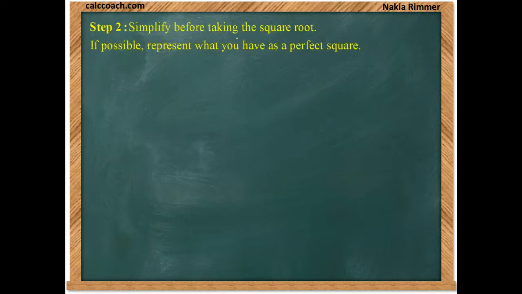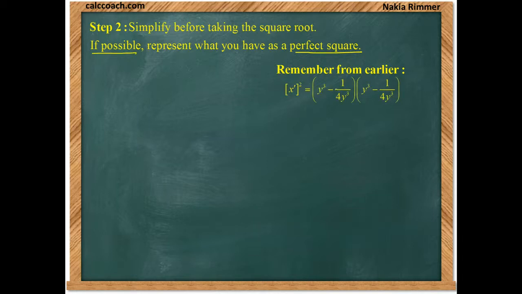We want to simplify this if we can before we take the square root. Basically, if you could represent what you have as a perfect square, then when you take the square root, they'll cancel each other out. This doesn't always happen, but if you can, you'd like to. Now, what we had earlier was that when we squared y cubed minus 1 over 4y cubed, we got a negative 1/2. If we were to square y cubed plus 1 over 4y cubed, we get a positive 1/2. The two middle terms would be a 4th and a 4th. They combine to be a positive 1/2. So that's exactly what that is.